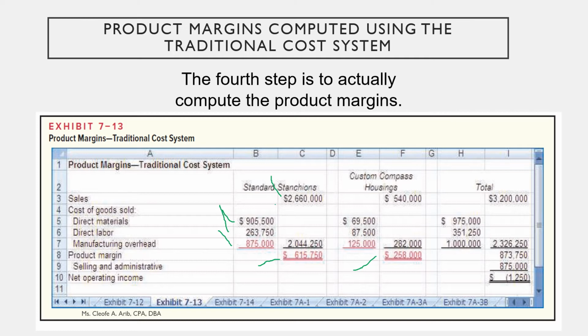That gives us a total of how much total profit margin? 873,750. Now, how much was your selling and administrative expenses? 875. That's why dito, you will see you have a net operating loss amounting to 1,250, which is consistent naman dun sa result ng ABC and consistent dun sa original information that was given to us. Diba at the start of the lesson, we were presented yung income statement para kay Classic Brass.